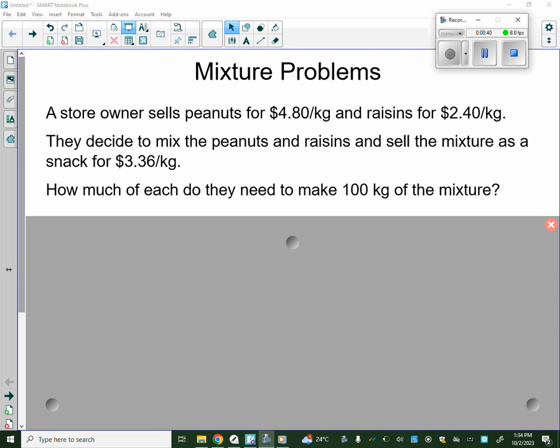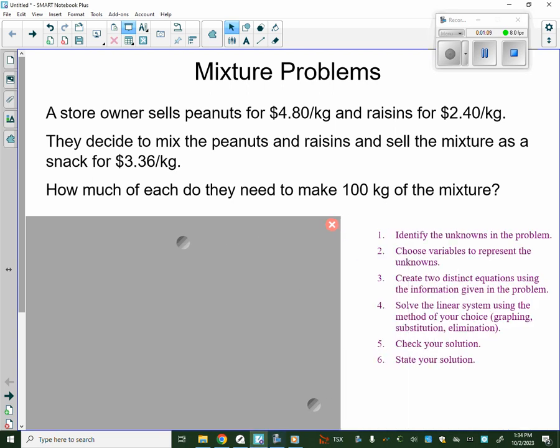So we've got some peanuts and some raisins going into this mixture. The price that they have in mind is $3.36 per kilogram. And so we have to figure out, well, how much? Is this a 50-50 mix? Is it maybe 40-60, or maybe 10 and 90 to make the 100? So let's get into this problem. It is a word problem where a linear system is going to help us.